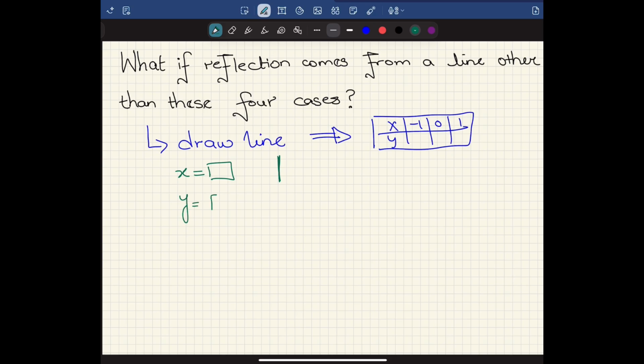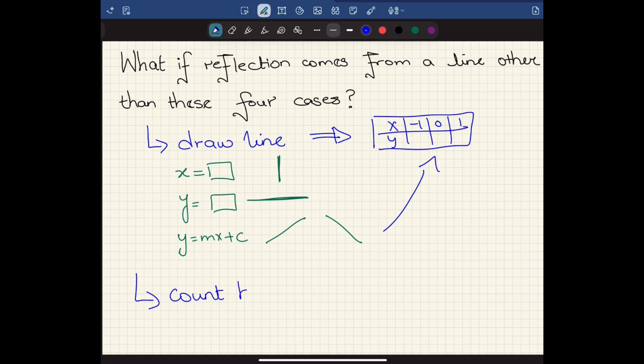Y is equal to a constant will be a horizontal line, and y is equal to mx plus c is going to be a slanting line, in which case you are going to construct this table and then draw it on the graph paper. So once you have the line of reflection on the graph paper, everything becomes simpler. All you then have to do is count boxes and draw the image points.